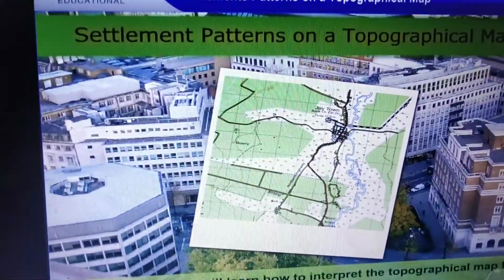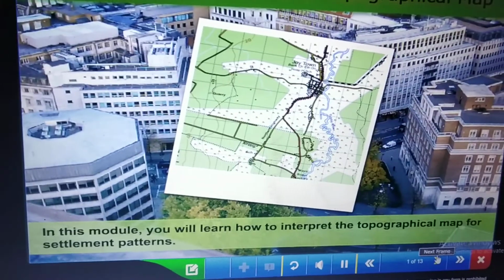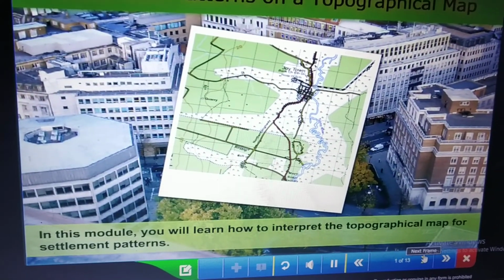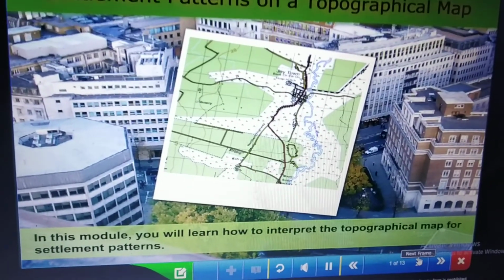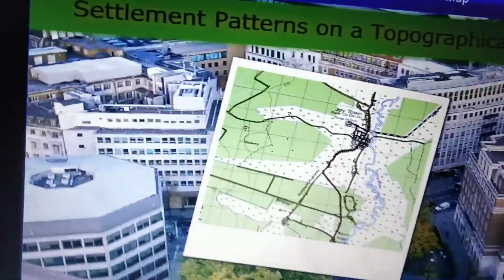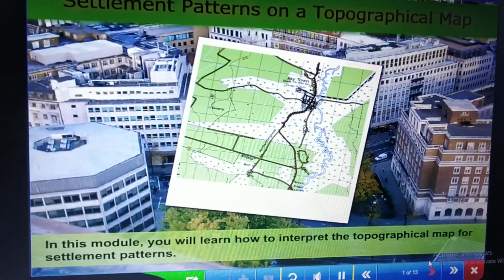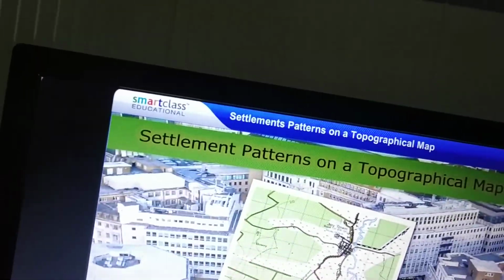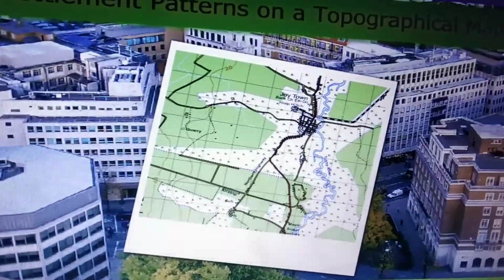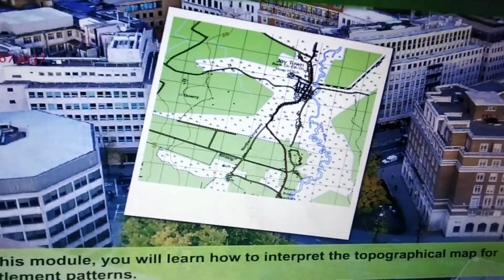So, you can see in this module you will learn how to interpret the topographical map for settlement patterns. This is the map in the center which is showing you the topographic features and how we are representing settlement patterns.